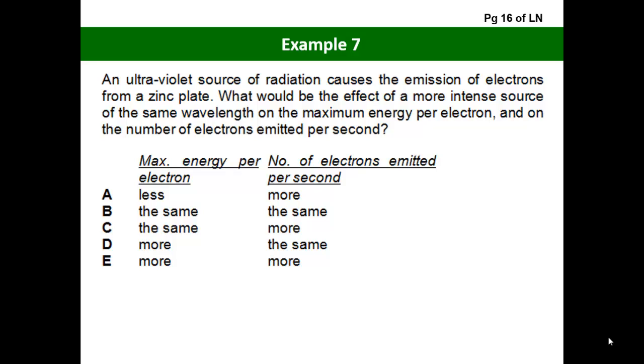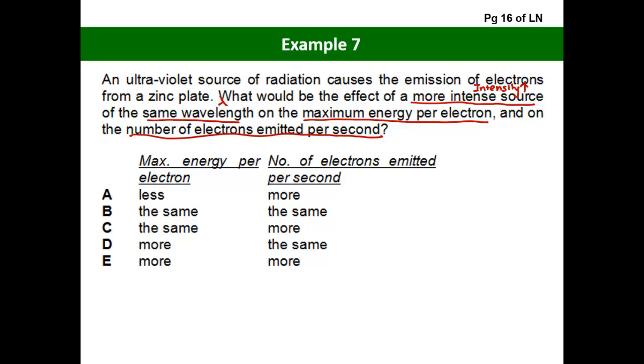So in this example, you have an ultraviolet source of radiation that causes the emission of electrons from a zinc plate. You're asked to investigate what would be the effect of a more intense source. That's important information. So we're going to increase the intensity, on the same wavelength, so lambda doesn't change, on the maximum energy per electron as well as the number of electrons emitted per second.